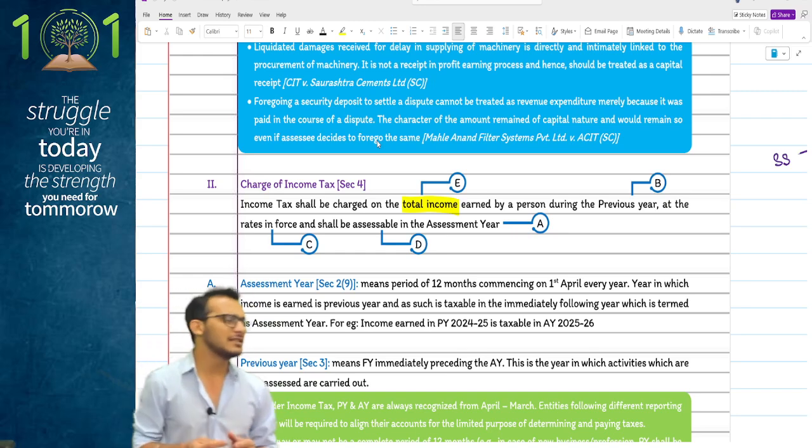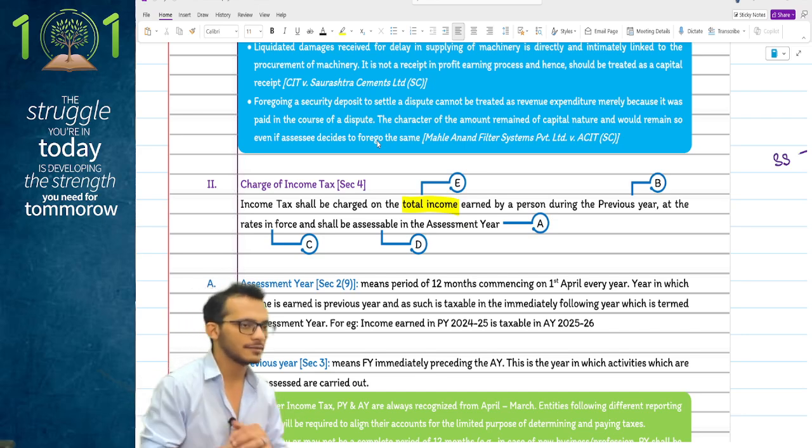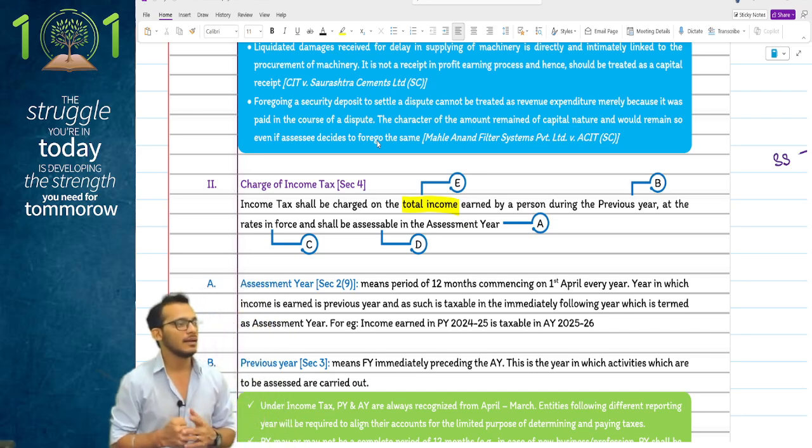revenue. In simple words, if I have to clarify to you, Rahul, any gift which you get is always a capital receipt. That is the idea. Clear enough? Yes or no?